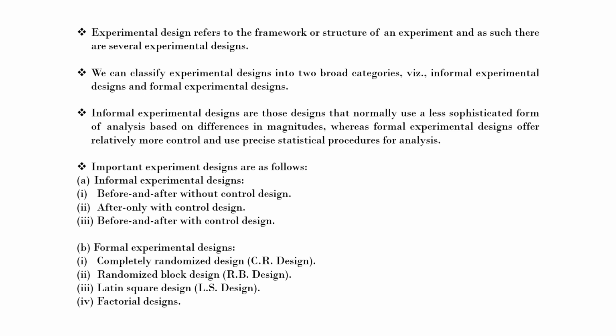Some informal experimental designs are before and after without control design, after only with control design, and before and after with control design. The formal ones are completely randomized design, randomized block design, Latin square design, and factorial designs. So these are some of the important experimental designs, and we will go through them one by one.